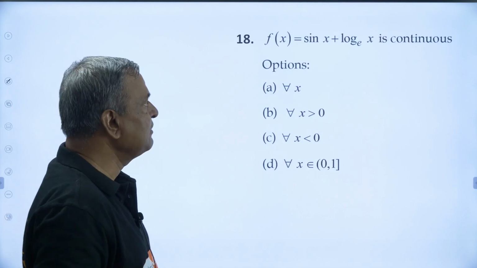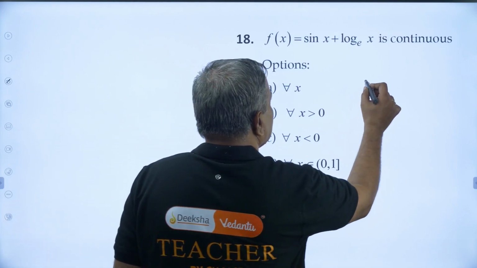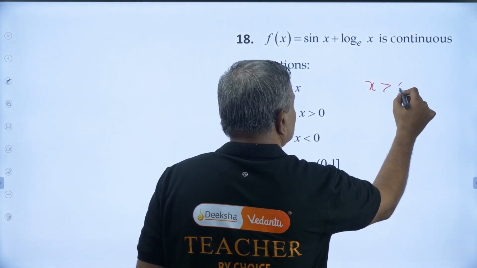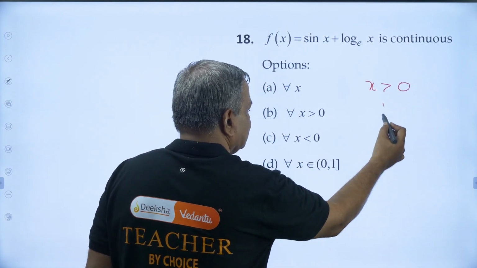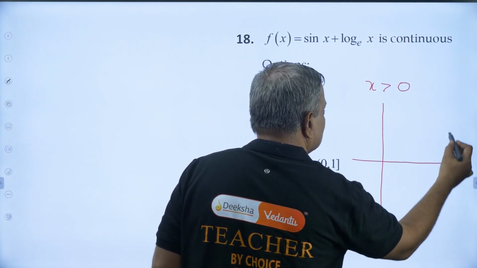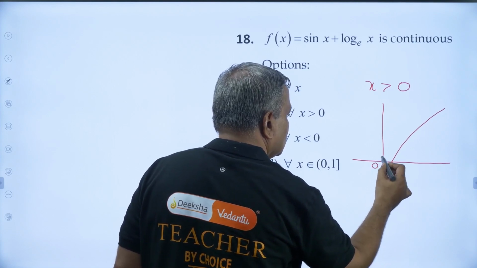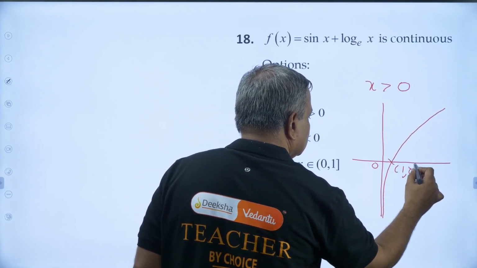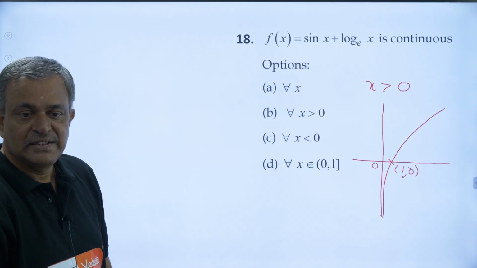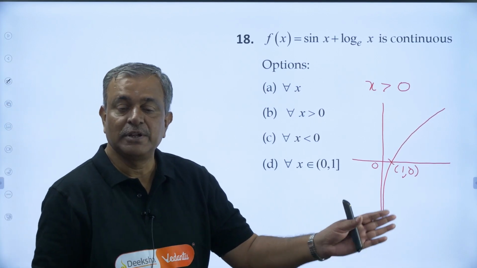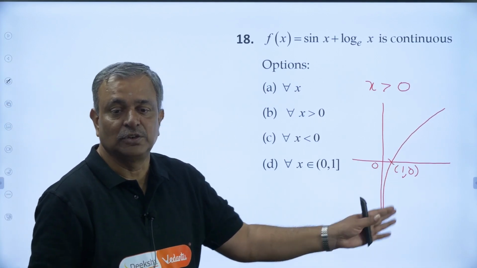See, if you see the graph, what is the domain? x is greater than 0. Log x graph. This is the log x graph. This is 0. This is 1, 0. Okay. Sin x can be anywhere. What is the common domain? x is greater than 0.